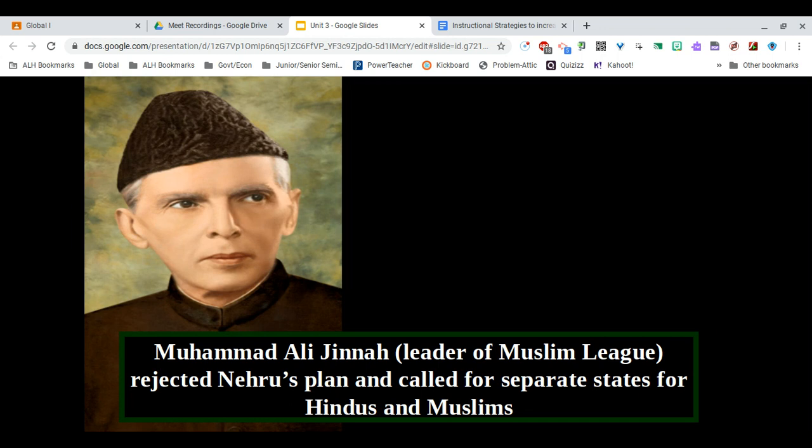Muhammad Ali Jinnah is going to be leader of the Muslim League. He works with Gandhi and Nehru in the understanding that they need to gain independence from Britain, but he completely separates and rejects Nehru's idea of a united India. He does not want to have one united India. He believes that Muslims need their own separate nation, a separate nation where they will be safe and will not be at risk from each other.